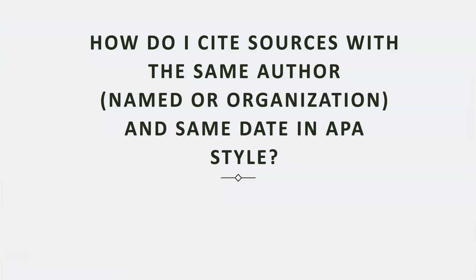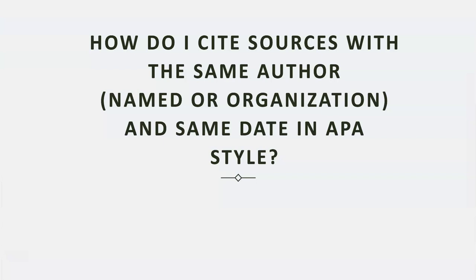Hello. This video is going to answer the question, how do I cite sources with the same author and same date in APA style? Now, please understand when I say the same author, this could be a named author like a person, or this could be an organizational author. So this is especially pertinent to English 122. However, this would work for any source with the same author and same date.